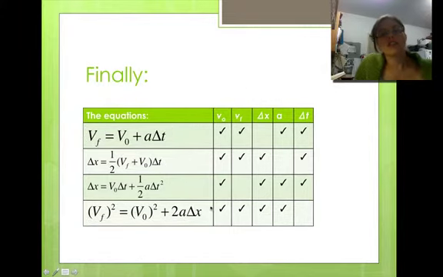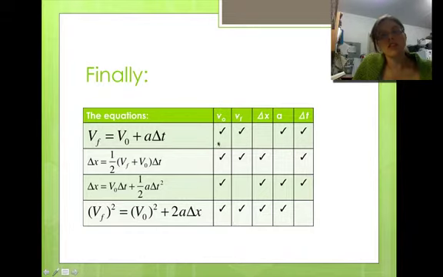Now this chart is going to come in so handy. This chart has all the variables right here: V naught, VF, change in x, A, and change in time. So these are the 5 variables we can know something about. And each equation has 4 of the 5 variables in it.